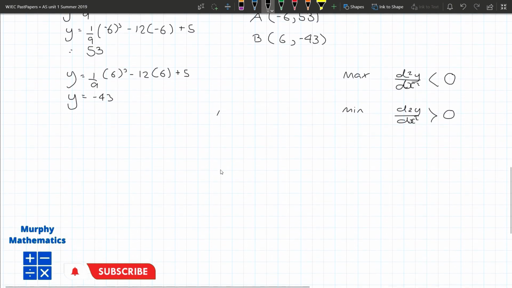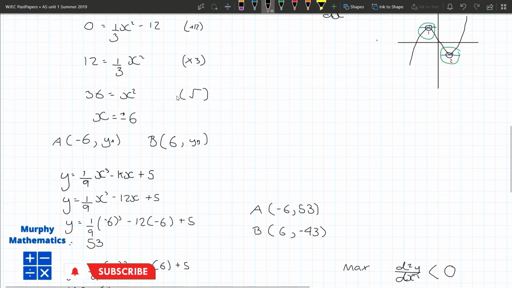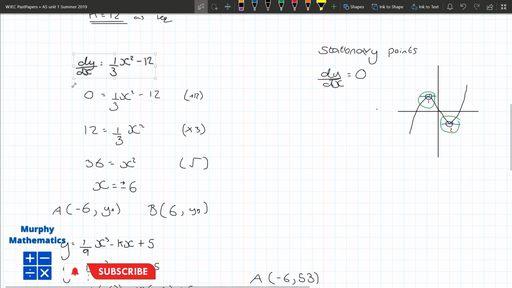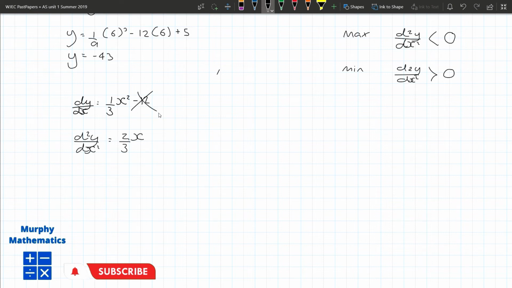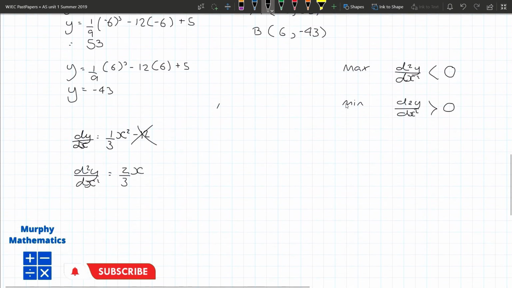So what I can do is take the second derivative, and I know my derivative, I'm just going to copy and paste it, is here. So that's my first derivative. So the second derivative will be d2y over dx squared equals, so times it by the power, reducing the power by 1, so I'm going to have 2/3 x, because my minus 12 will then be nothing, so this disappears. Okay, so cool. So now I just plug in my x values, which are 6 and minus 6.